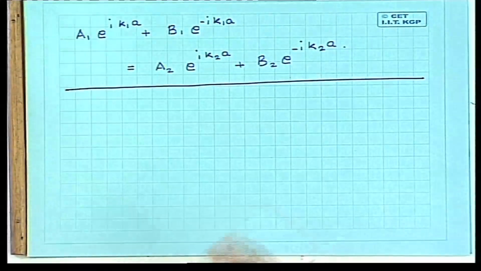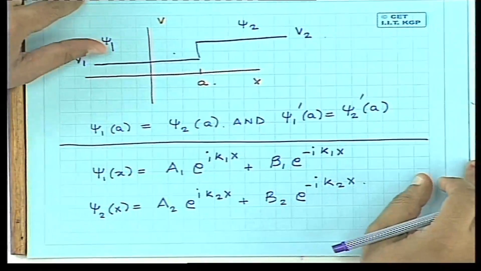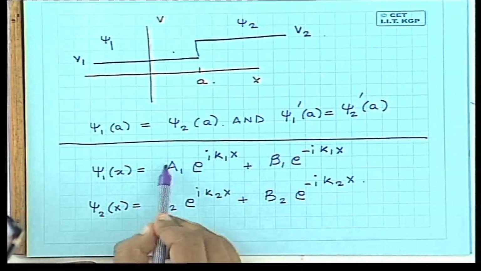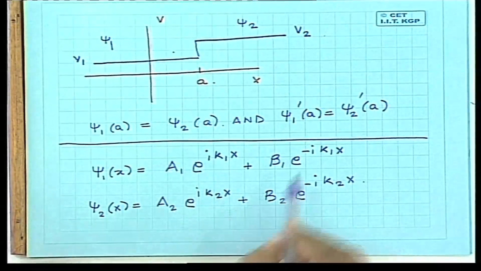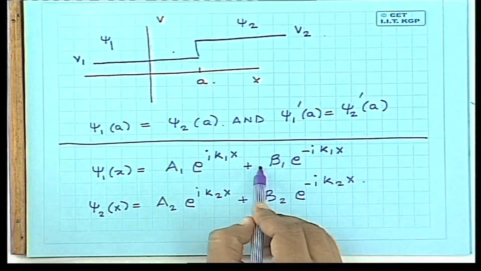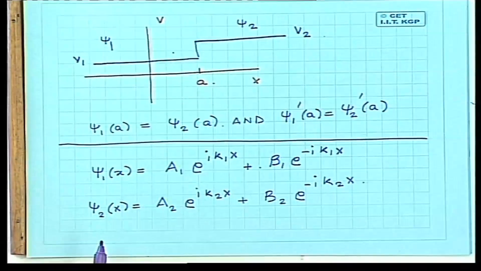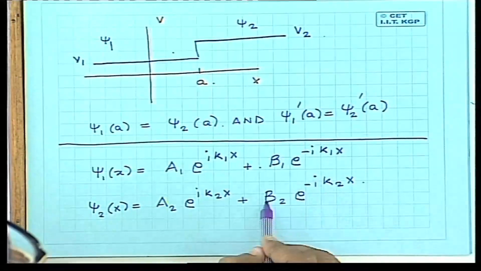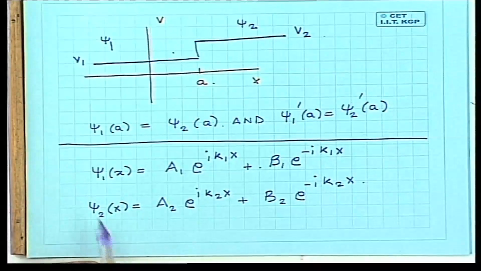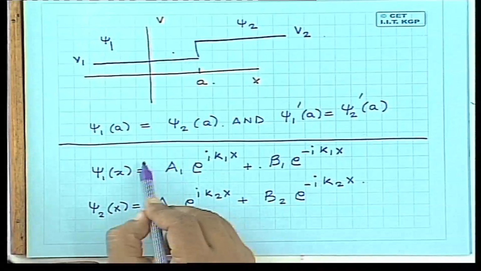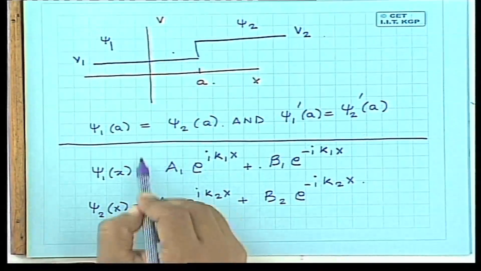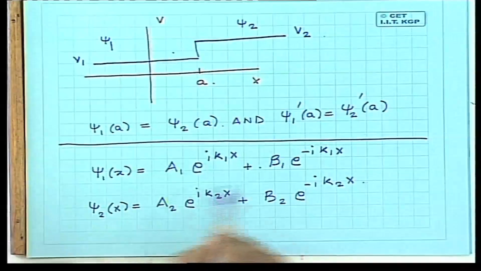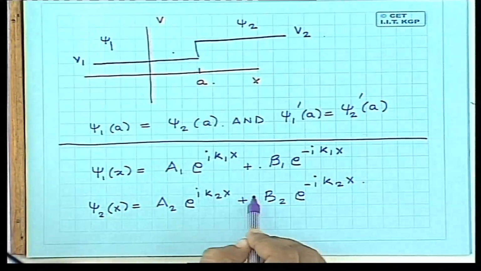Now let us also see what happens when we match the derivatives. The derivative of psi 1 of x gives a factor of i k1 over here, and a factor of minus i k1 over here. Similarly, the derivative of psi 2 will give a factor of i k2 and minus i k2. So the derivative of this function will have an overall i k1 outside, and there will be a minus sign over here. The derivative of this will have an overall i k2 outside, and it will have a minus sign over here.